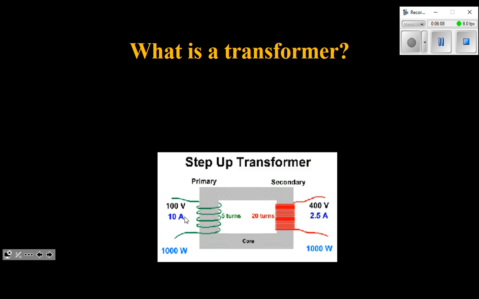Current is always going to be doing the opposite of what the number of wraps and the voltage do. The voltage and the wraps will always go up by the same amount, or in a step-down transformer, go down by the same amount. Current will do the opposite. If the wraps go up and the voltage goes up, the current goes down.